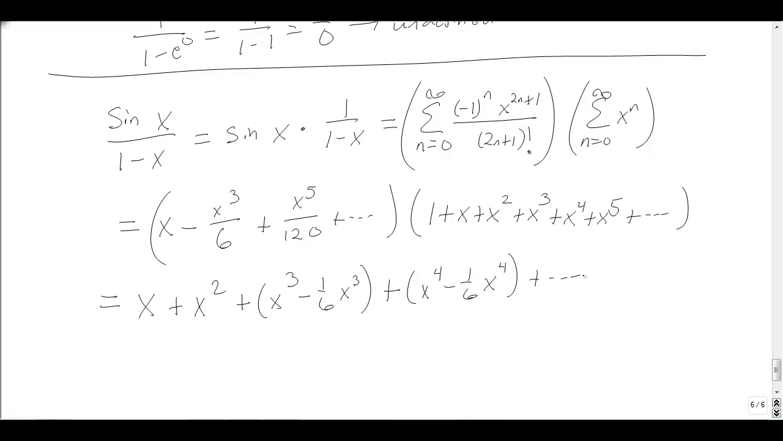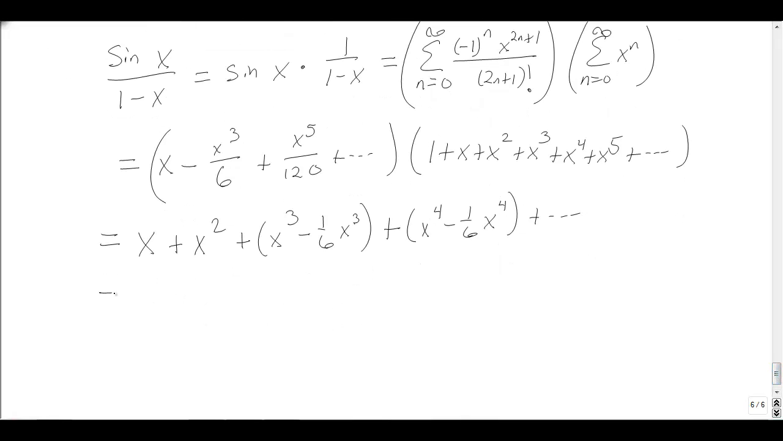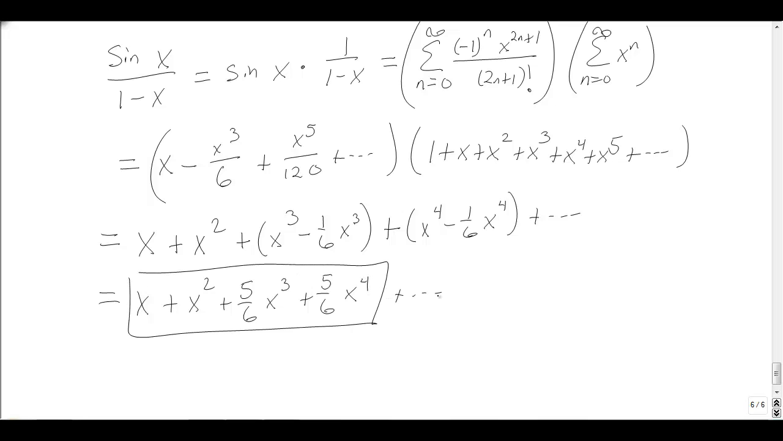And then there's some higher degree terms, but we already have 4 exponents here. And then I should do my subtractions. I have x plus x squared. 1 minus 1/6 is plus 5/6 x cubed. 1 minus 1/6 is plus 5/6 x to the 4th. And then it's really plus some more stuff here, but that's the first 4 non-zero terms.